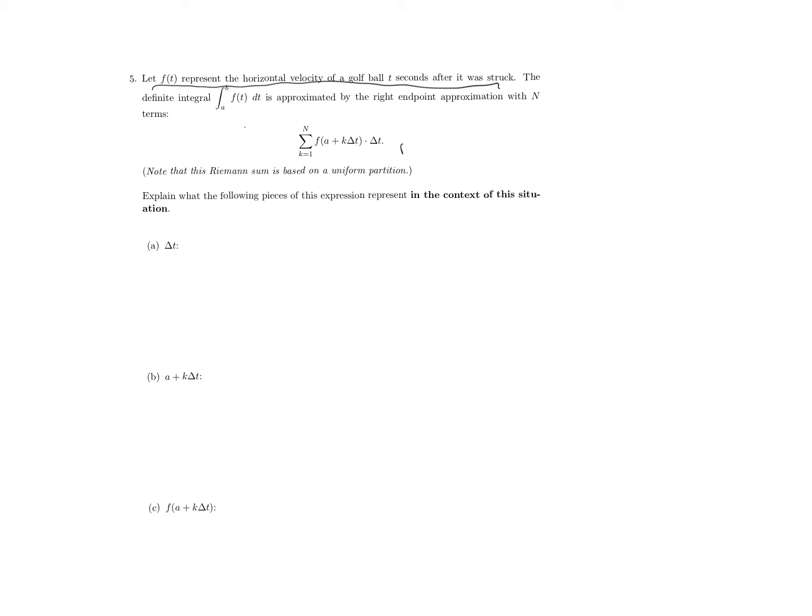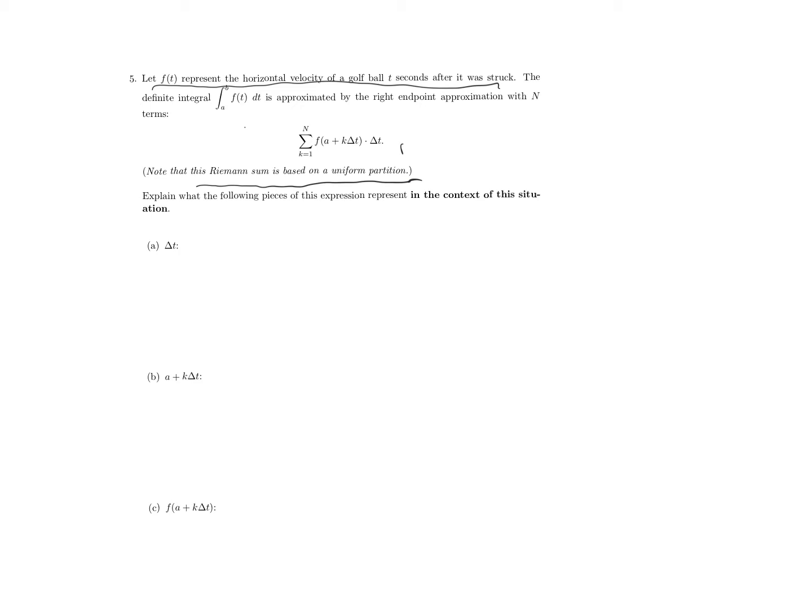I make a little note that this Riemann sum is based on a uniform partition. That just means that all the widths are the same. What it wants us to do is explain what the following pieces of this expression are in the context of the situation.